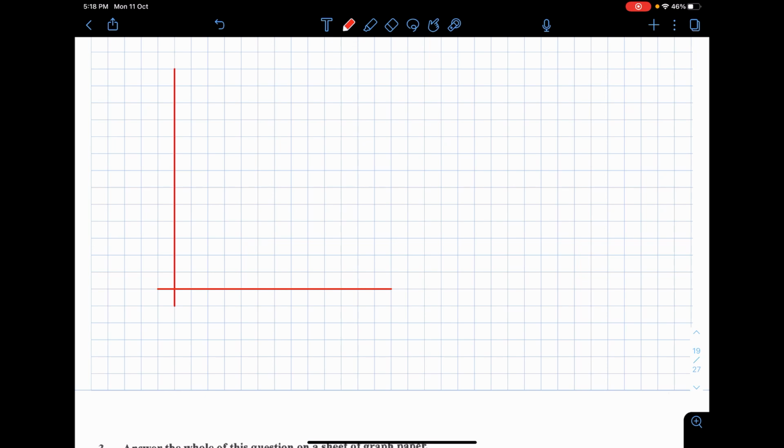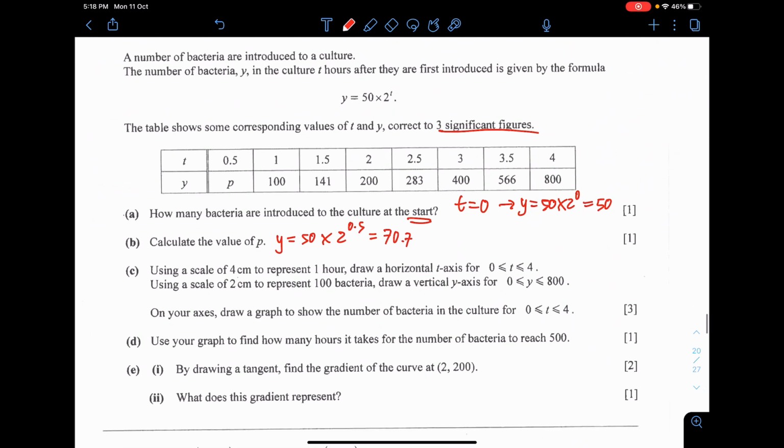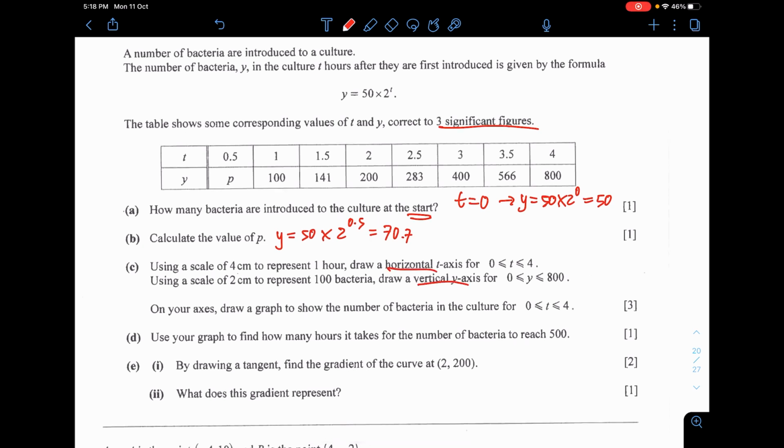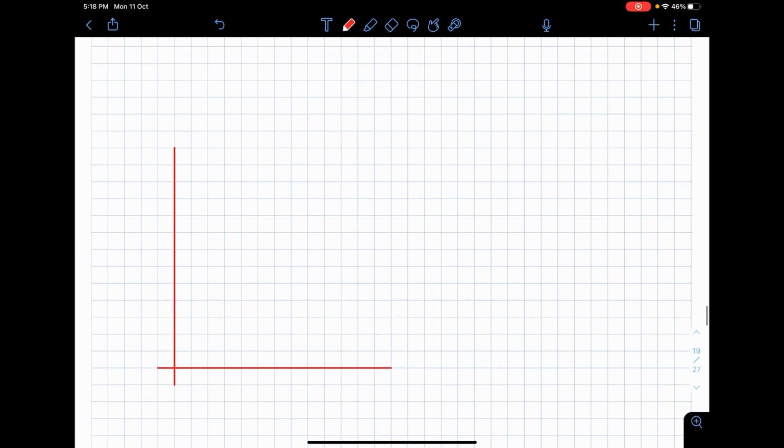In order for you to graph properly, remember to use all the coordinates here. Also important to know which is the horizontal and which is the vertical. The horizontal is T, the vertical is the amount of the culture, bacteria culture.